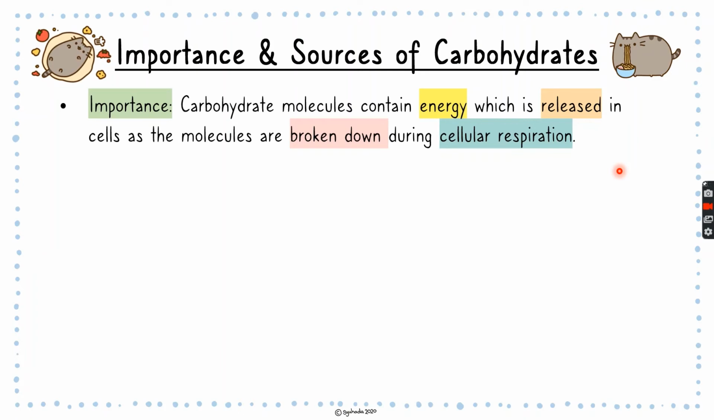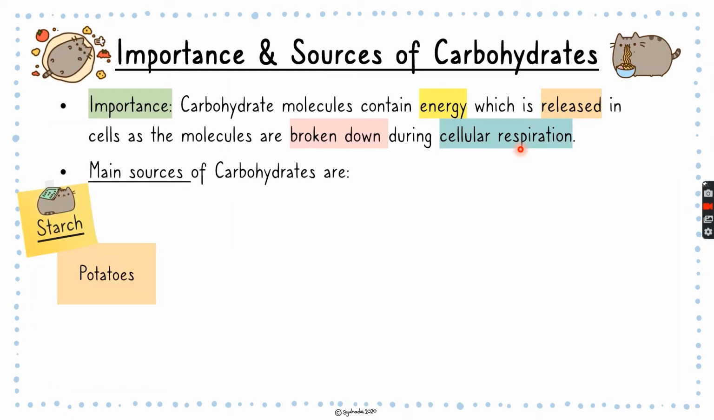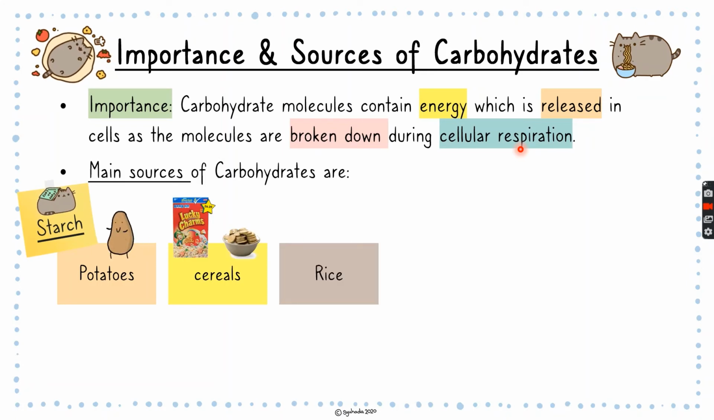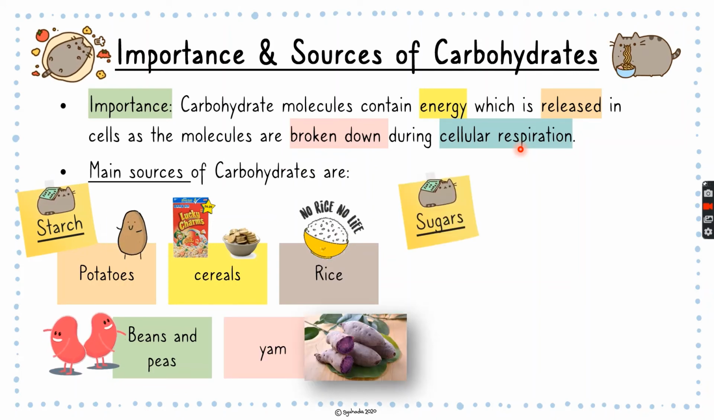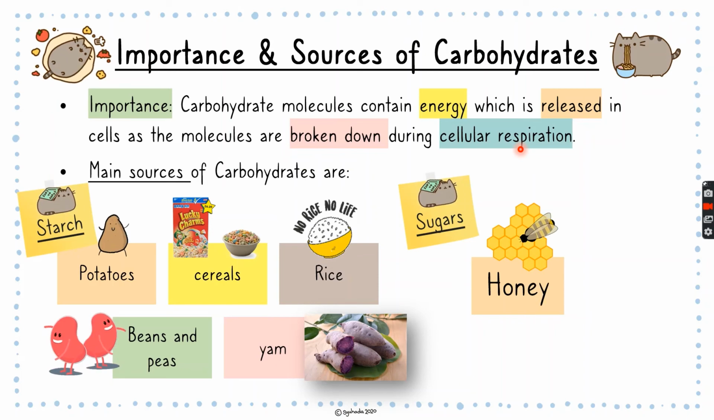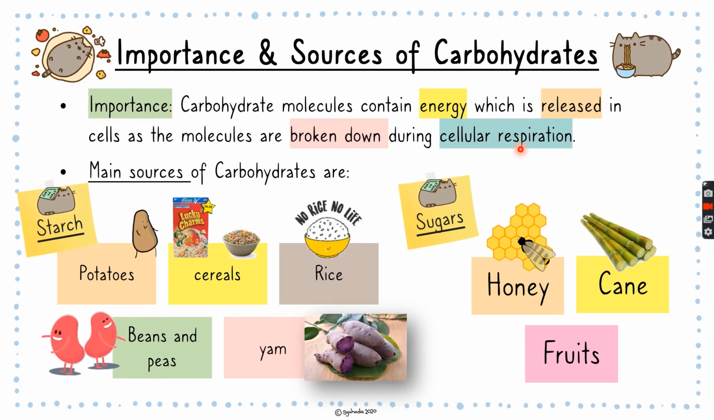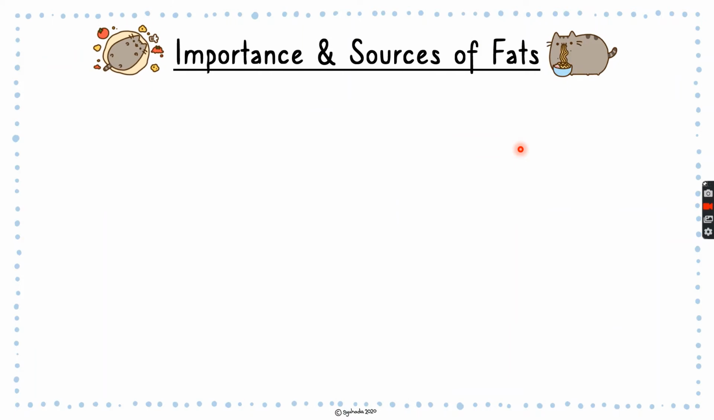Firstly, we have carbohydrate. Carbohydrate is a molecule. Carbohydrate molecules contain a lot of energy, which is released in the cells, and they are broken down during the process of cellular respiration. Main sources of carbohydrates are starch, which is found in potatoes, and can be found in cereals as well, in rice, beans and peas, and in yam. As for simple sugars, like reducing sugars, you have glucose in honey, and you have sugar cane, and also fruits.